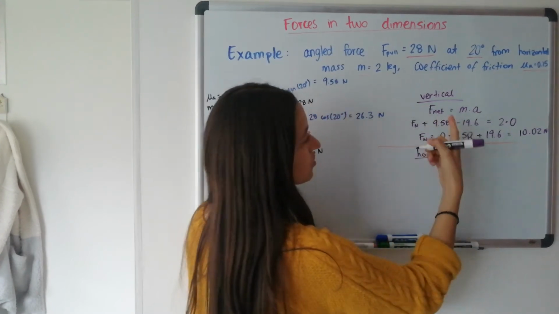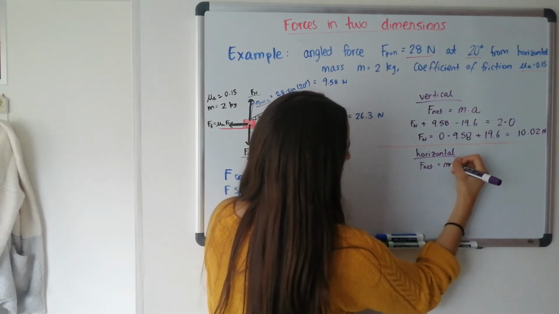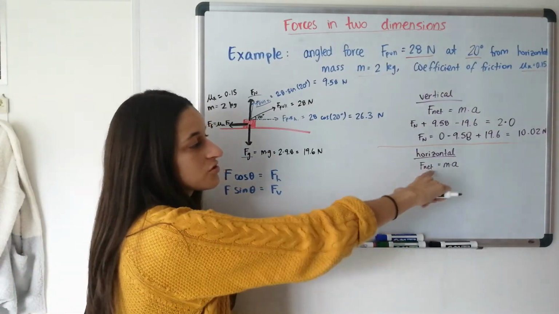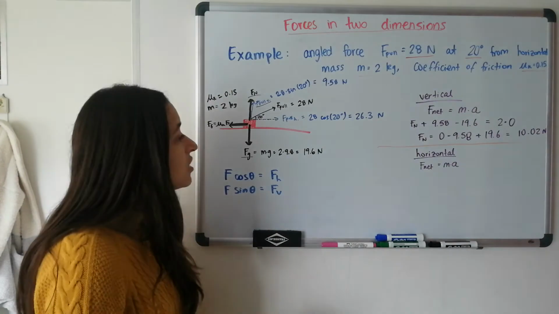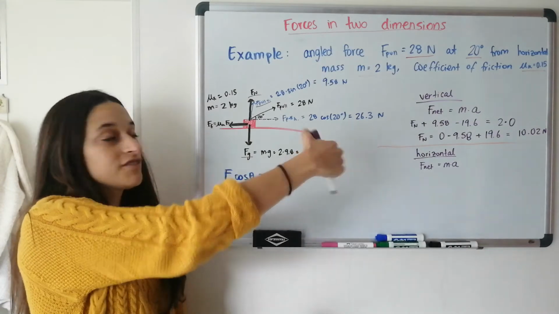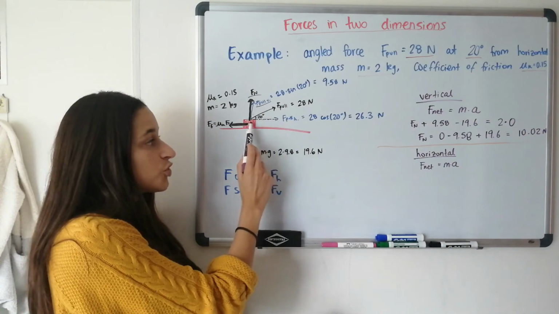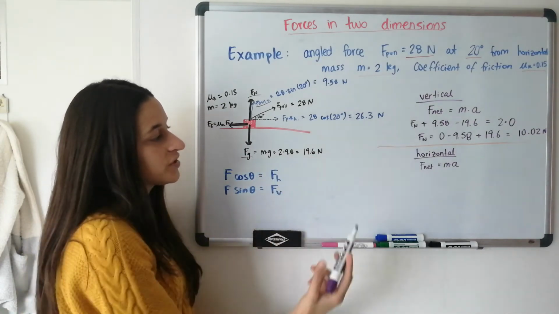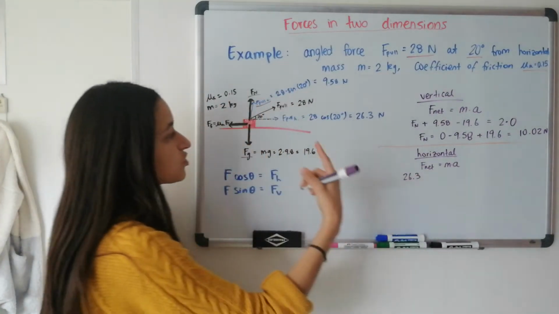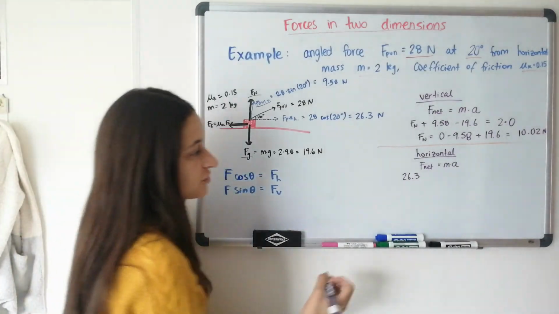In horizontal, we need to use the exact same equation: the net force is equal to mass times acceleration. But now we're talking about horizontal net force and horizontal acceleration. The net force is again the sum. We choose the right direction as positive and the left direction as negative. The only horizontal forces we have are the horizontal pulling force in positive, which is 26.3. So we put 26.3 there, and then we subtract the force from the left, which is the friction force.